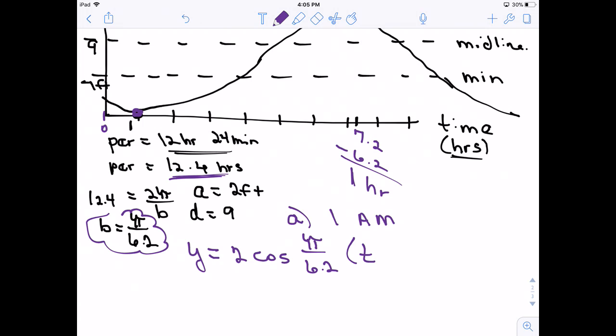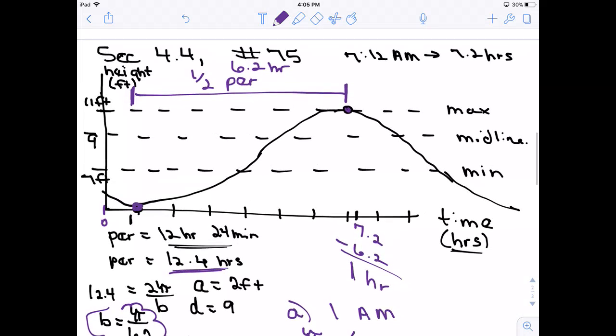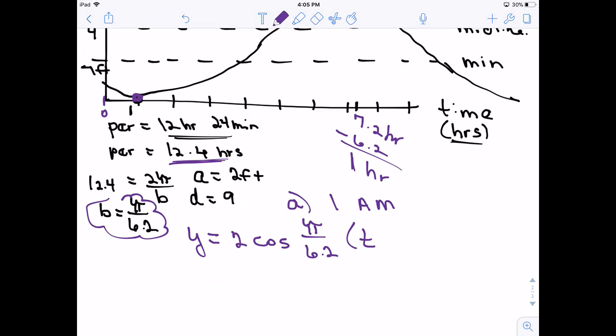I have to shift this. This is the thing though, you guys. I have to shift this so that I have some sort of reference point. I know that this maximum point right here, this is the $1 million point, that's the big piece of information. I know that's at 7.2 hours. I'm going to shift it back this way so that it is right here at that max point for the cosine. So I'm going to go plus 7.2 hours. And then, of course, we know our vertical shift is 9.